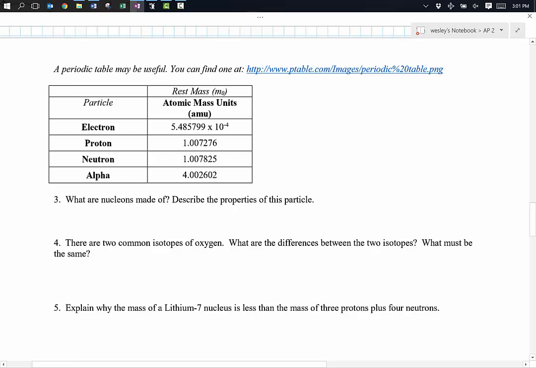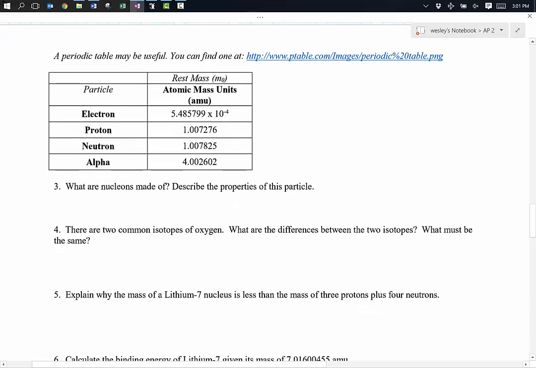Okay, so let's move on to some of the nuclear stuff. If you need a periodic table, you can find one on the interwebs. Series of tubes holding all of our stuff. So, nucleons, when we talk about nucleons, that's protons and neutrons.